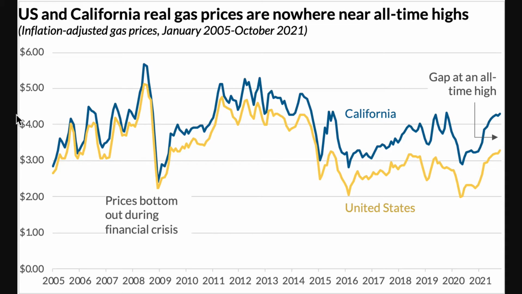I've got a subtitle here. That text is not bold. It's italics. It's a little bit smaller than the title. It's in parentheses, so it's offset. You know this is inflation adjusted. I've got a little label here: prices bottom out during the financial crisis. I've got two labels here, California and the United States. The colors match the colors of the data lines.